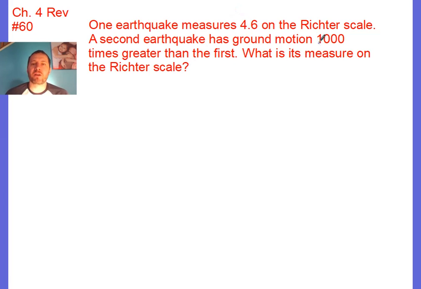So basically, the way the Richter scale works is if you want to have 10 times the magnitude, or 10 times the ground motion, you go up 1 on the Richter scale. So a 4.6, if you go to a 5.6, that's 10 times, or tenfold is how you could say that, a tenfold increase in magnitude.